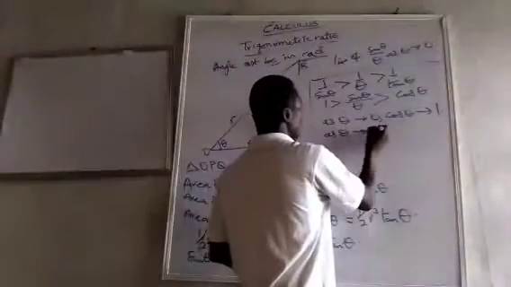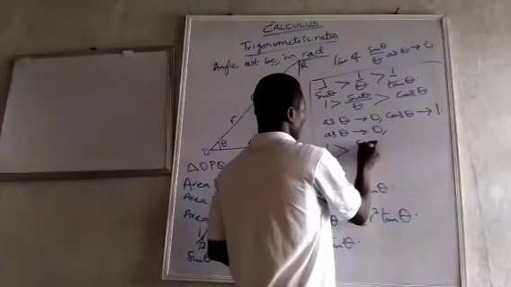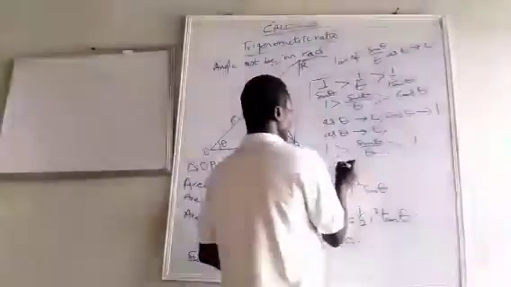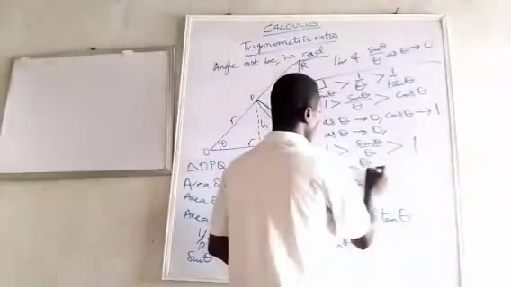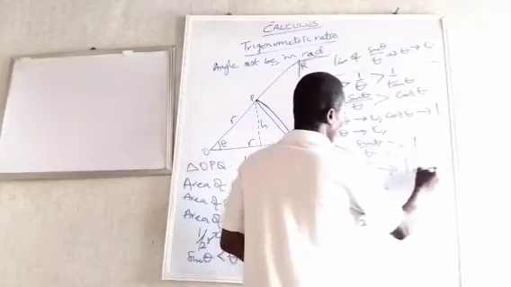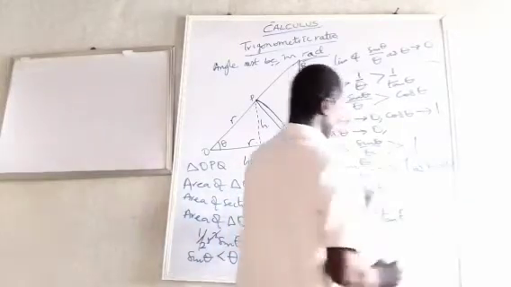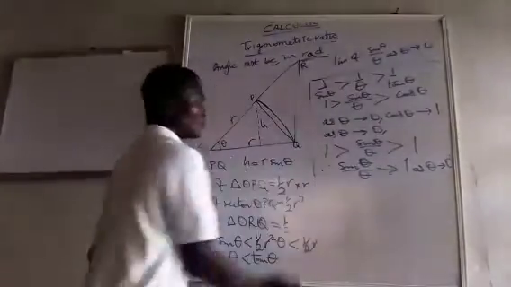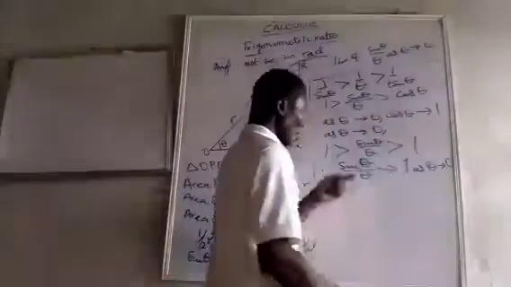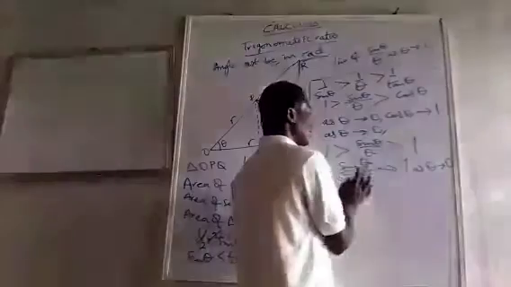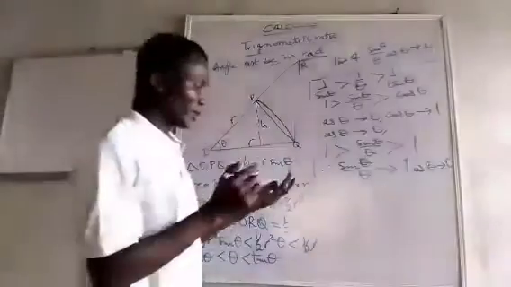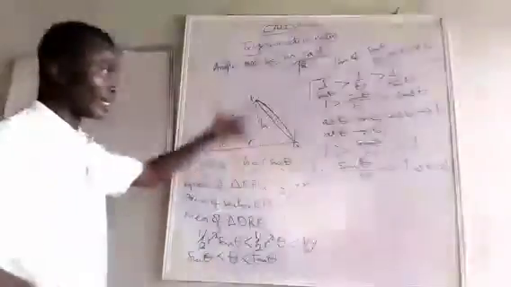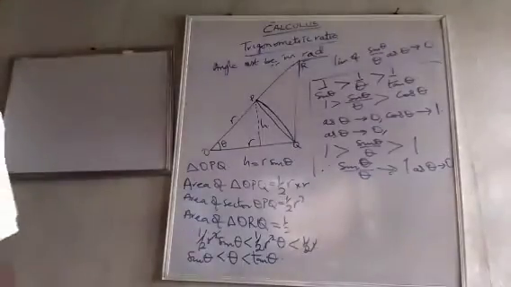As theta tends to 0, sin theta over theta tends to 1. That's the result we are striving for. As theta tends to 0, sin theta over theta tends to 1. That's what you are looking for. From here, we can start working to get the derivatives of sin theta, cos theta, and tan theta, or any other trigonometric ratios.